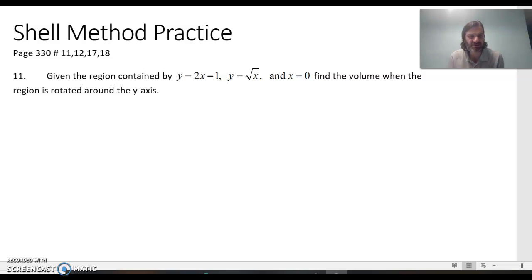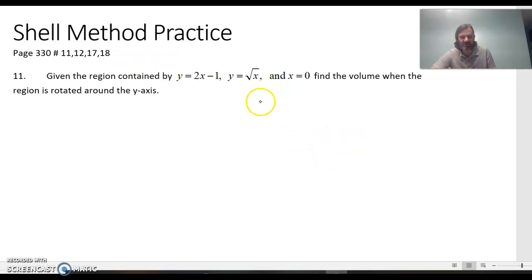Alright, shell method practice. We'll start with number 11. Given the region contained by y equals 2x minus 1, y equals square root of x, and x equals 0, find the volume when the region is rotated around the y-axis.